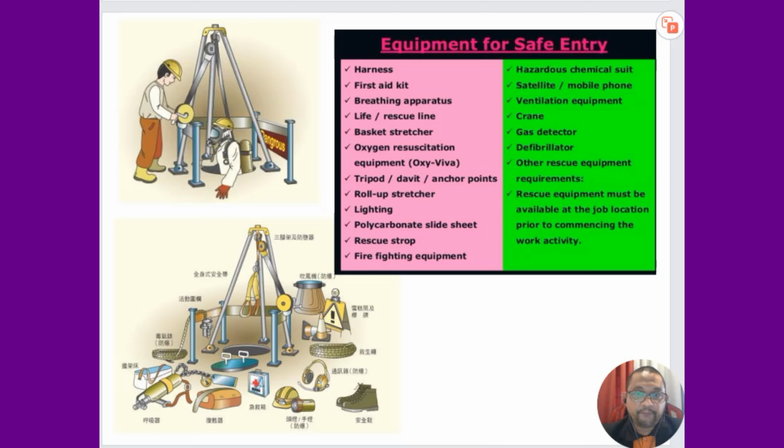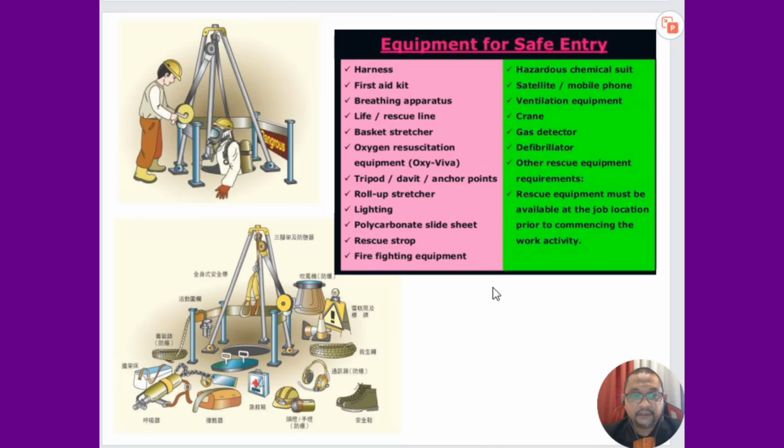Number two, we can use the atmospheric monitoring equipment, such as a gas detector, used to test for dangerous gases. And these monitors are crucial to ensure the atmosphere is safe before and during entry. Oxygen monitors ensure the confined space has sufficient oxygen level.